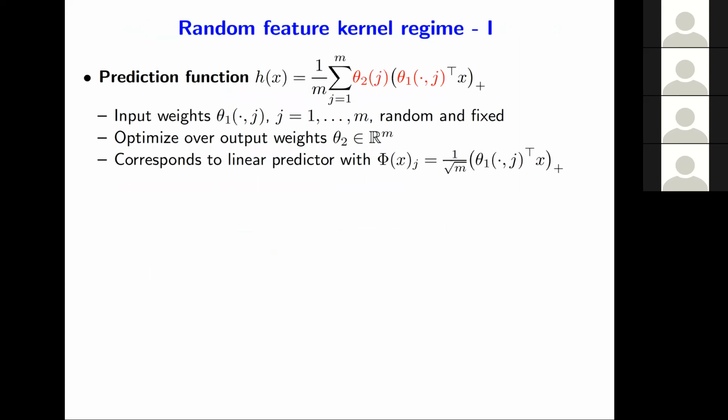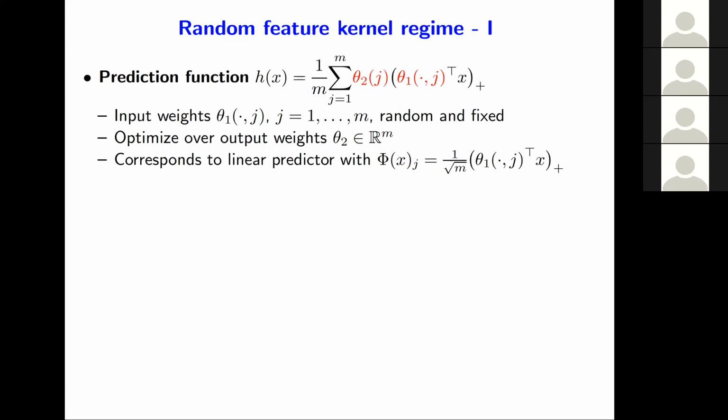Okay, so the first regime, which I call the random kernel regime, I'm going to assume the input weights are random and fixed, and only optimize over theta 2. So why is it easy given previous work? Because this is just a linear model. I've just hidden the nonlinearity, and this corresponds to having some feature vector phi of x, which is composed of each of the individual neurons, and I'm just doing a linear model.